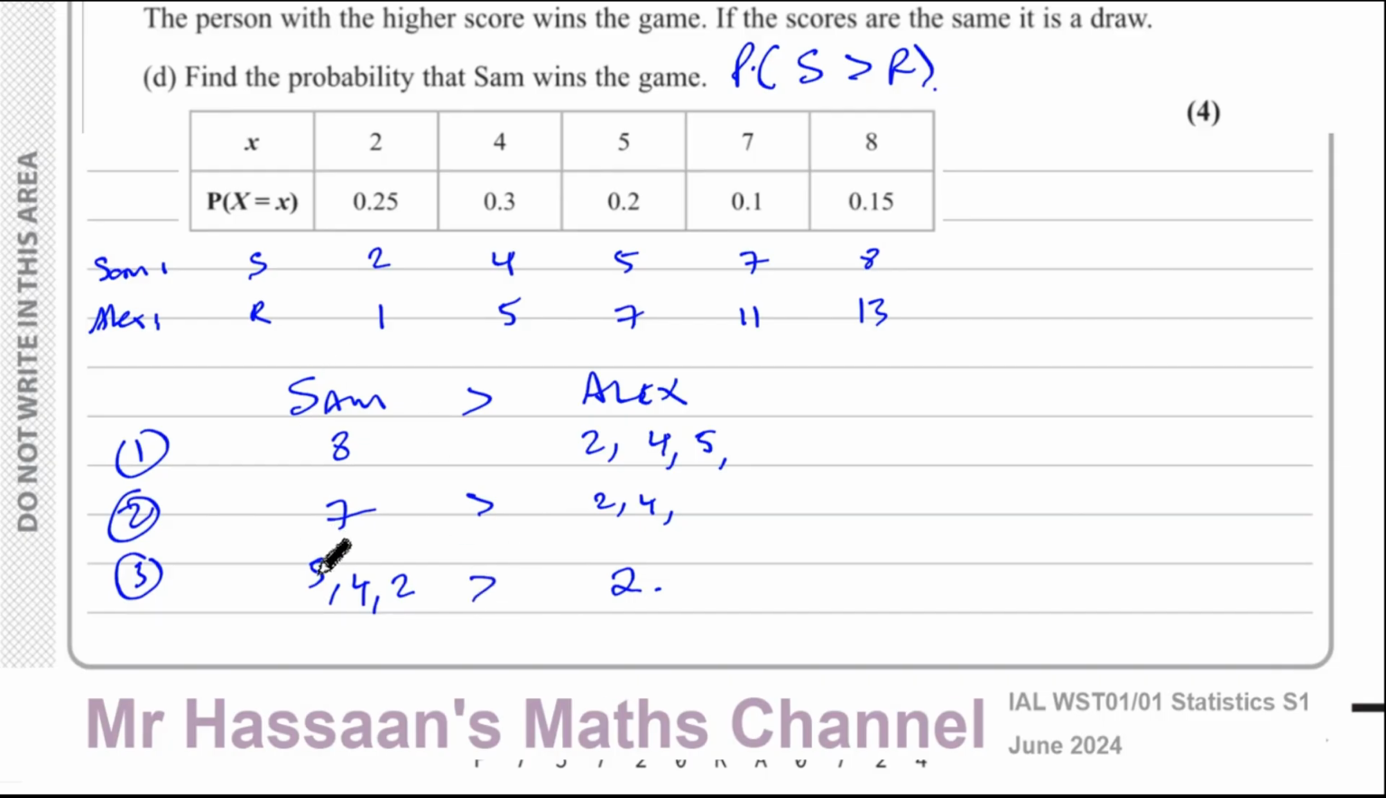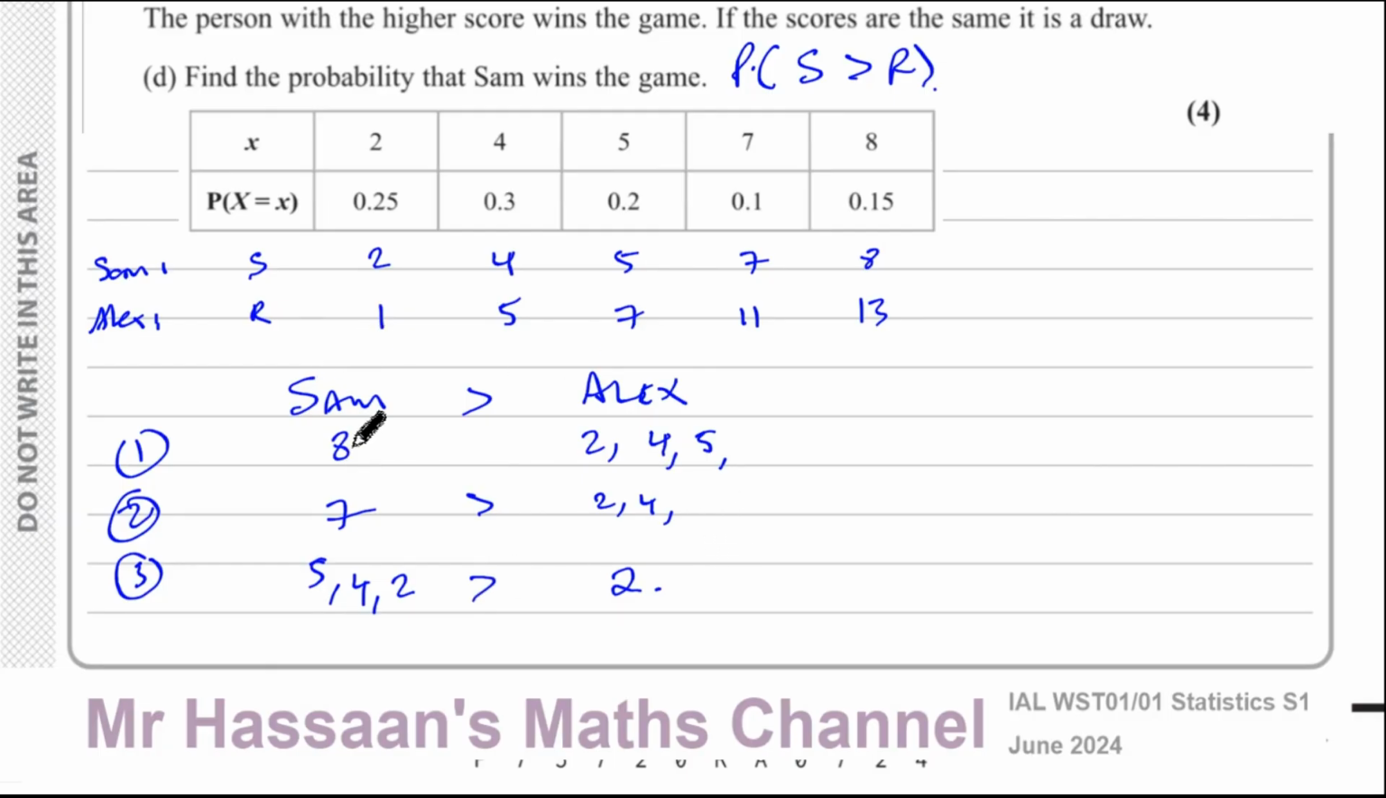Okay, so if he scores a 5, or a 4 or a 2, he's going to beat Alex if Alex scores a 2 only. If Alex throws a 2, his number is going to be 1, and 5, 4, and 2 will be bigger than that score. Okay, so that is another scenario that we need to consider.